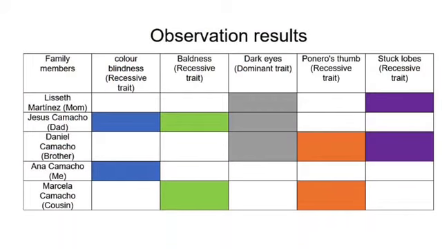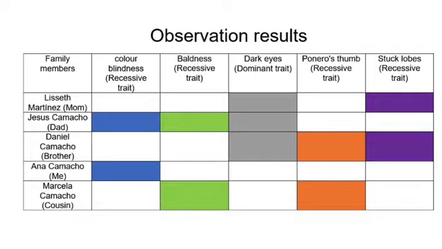Now, in the results of my observations, it can be seen that most of my family have recessive traits. I mean, not all have the same traits, but a lot of us have recessive traits. For example, my mom and I have attached earlobes, just like my dad and I have color blindness. In some cases, it varies.